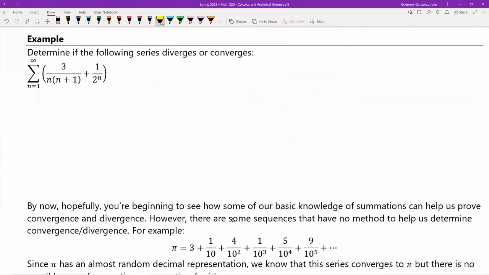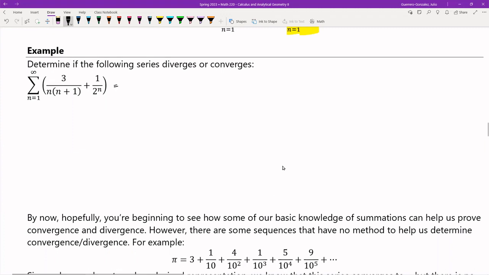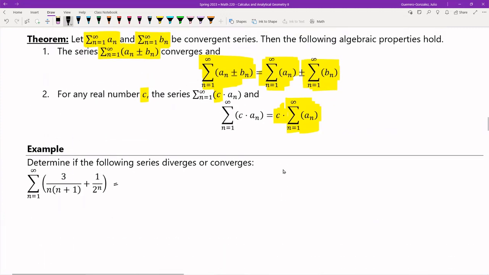Let me go ahead and go to this example. This one is one of the examples that I did, and one of the examples that is part of the quick checks right up above, right? So I'm going to go ahead and use those rules, my algebraic rules, to state that the summations, I can split them up, right? So this is equivalent now to the sum n equals 1 to infinity of 3 over n(n plus 1), plus the sum n equals 1 to infinity of 1 over 2 to the n.